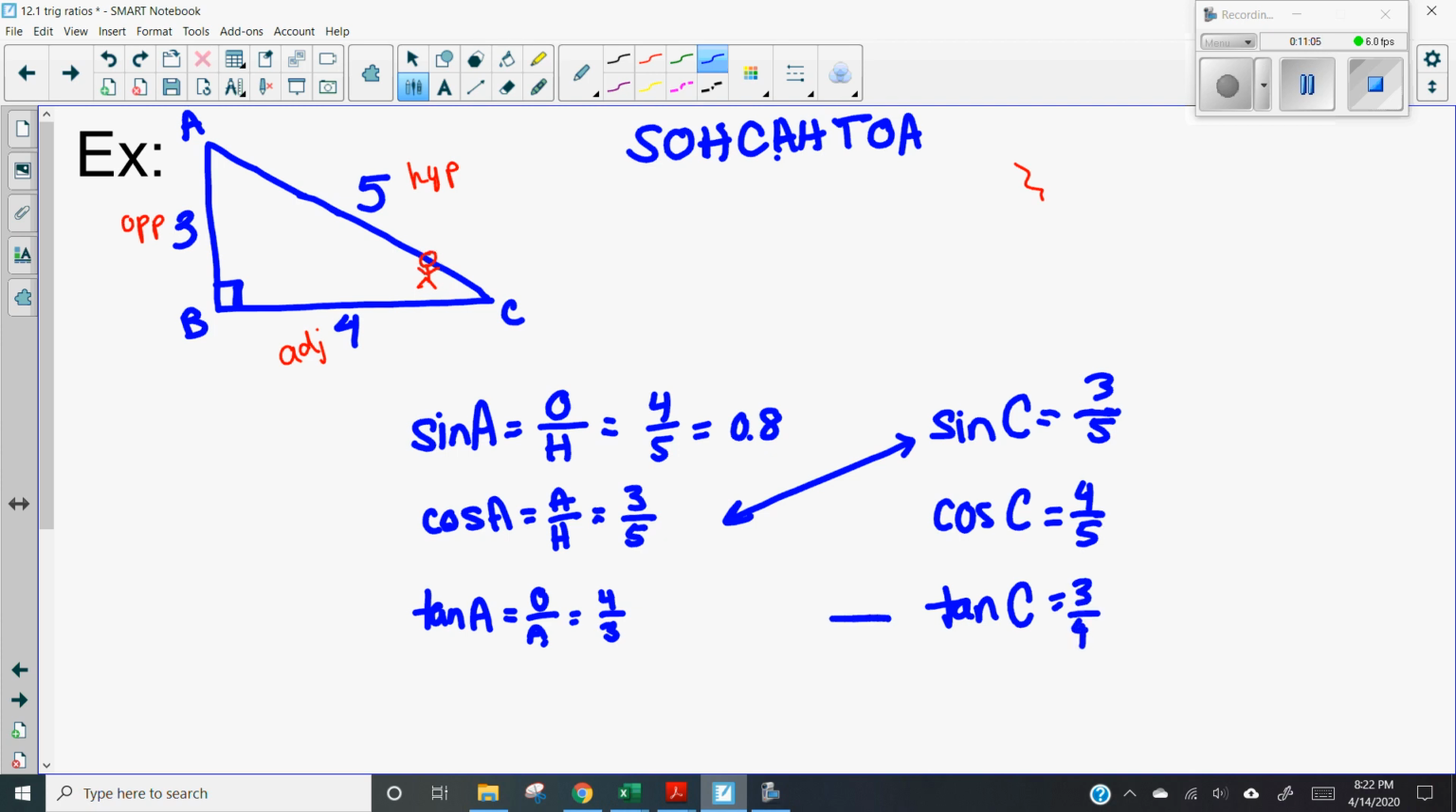Look how these two compare. Reciprocal, right? We had opposite over adjacent, but then those sides flip-flop, so we're looking at its reciprocal. Okay, so that's kind of problem number one that you could see. Problem number two.